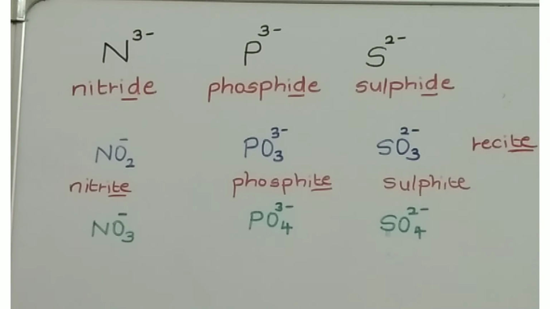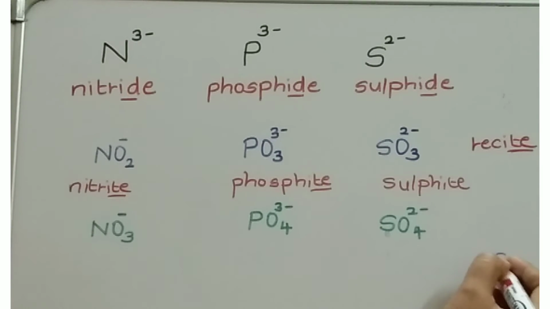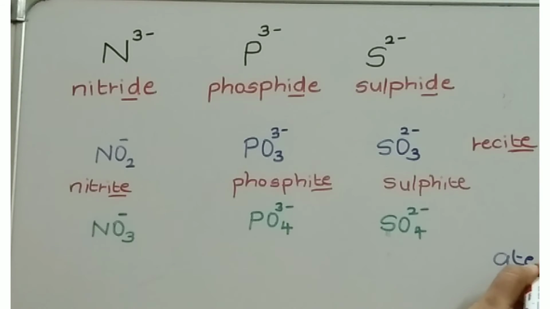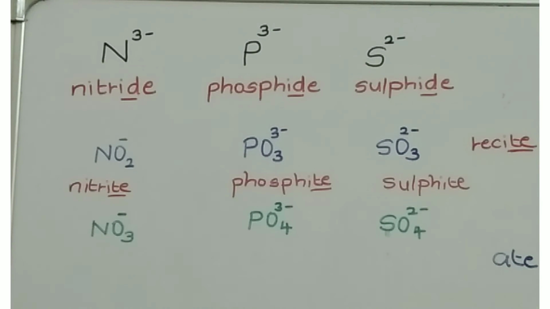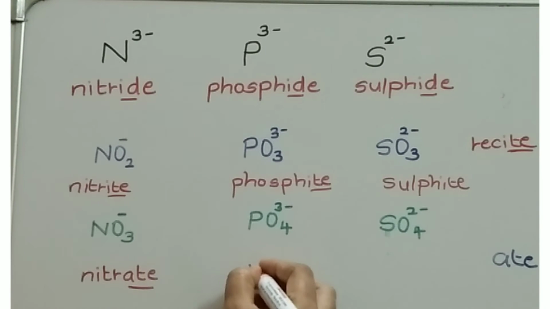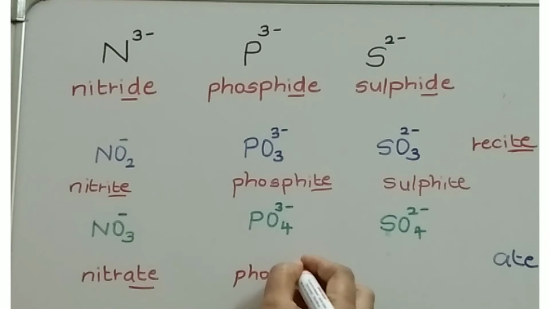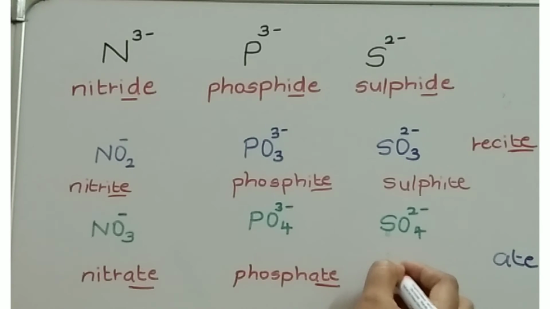Now what about the bigger numbers? Remember it as you ate the bigger numbers. Ate the bigger numbers, correct? So the name will be nitrate. You ate the bigger numbers, ate. Then this will be phosphate. And the last one will be sulfate.